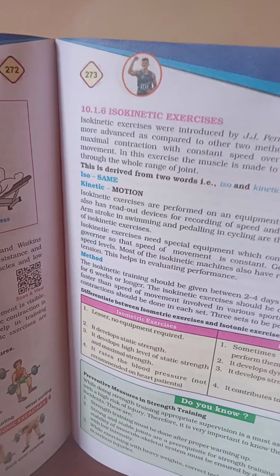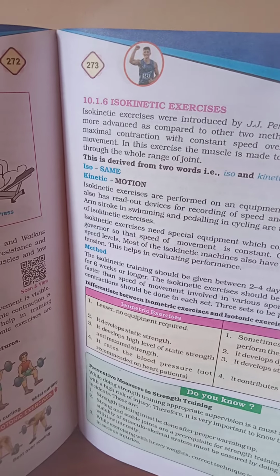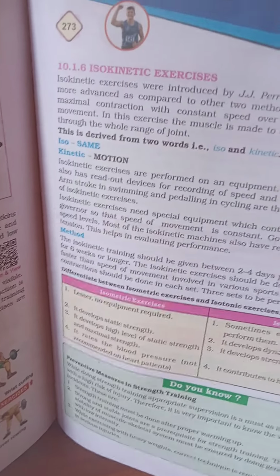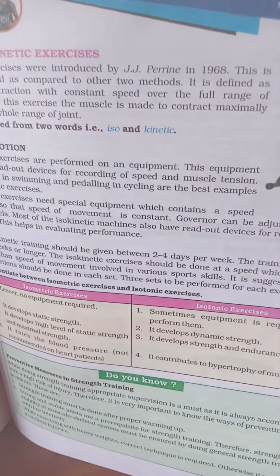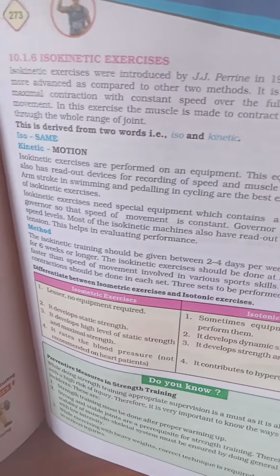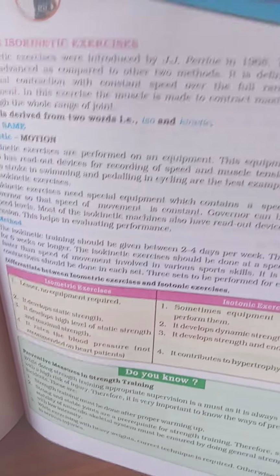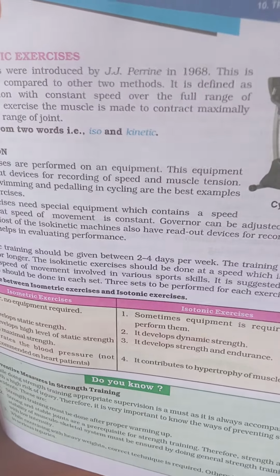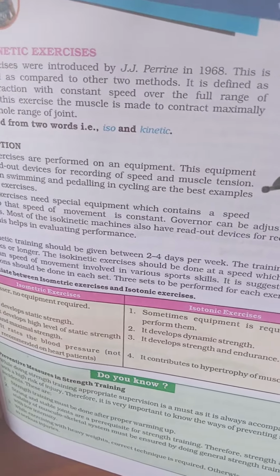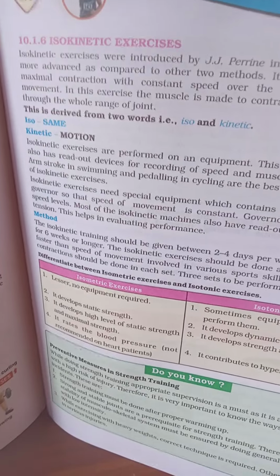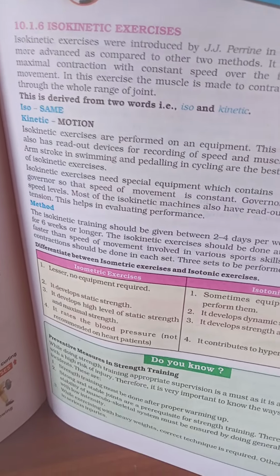Here iso means same and kinetic means motion. So isokinetic exercises are performed on an equipment. This equipment also has readout devices for recording of speed and muscle tension. Arm stroke in swimming and pedaling in cycling are the best examples of isokinetic exercises.